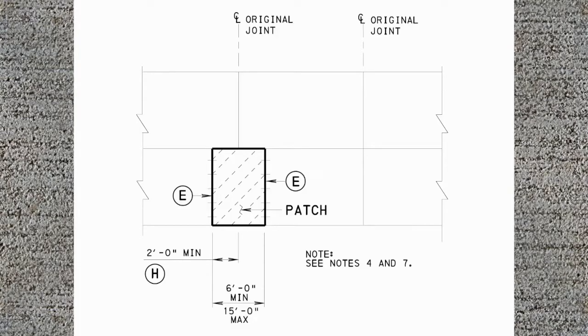Repair boundaries. All repairs are full lane width. Minimum repair lengths are greater than 6 feet. There should be a minimum 6 feet between patch joint and original pavement joint.